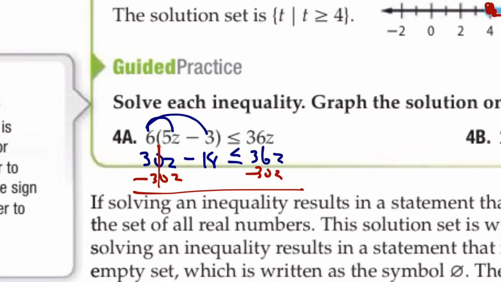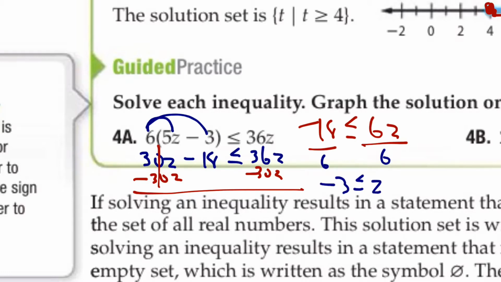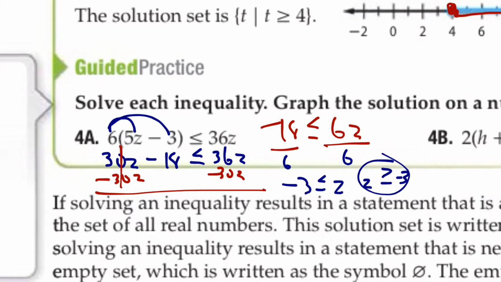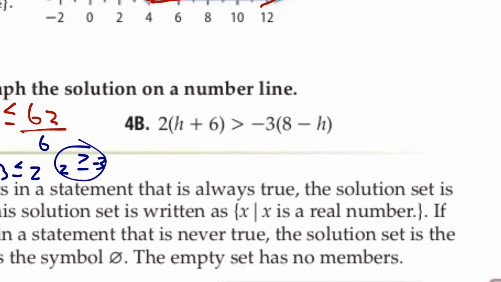Cancels. I get negative 18. Don't change the sign because I didn't multiply or divide by a negative. 6z. Divide by 6, and I get negative 3 is less than or equal to z. Or I could flip it and say z is greater than or equal to negative 3. Okay. Look at this one.